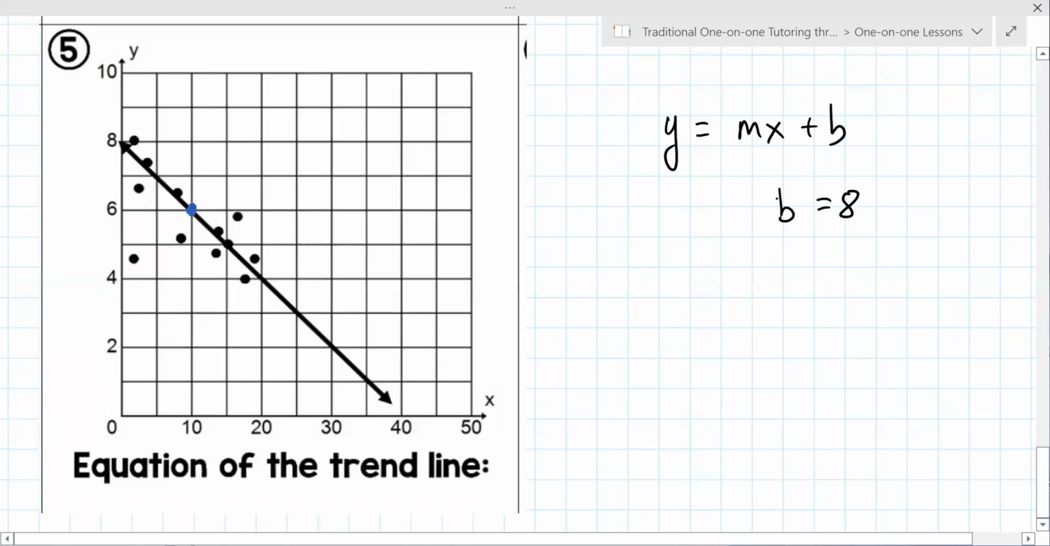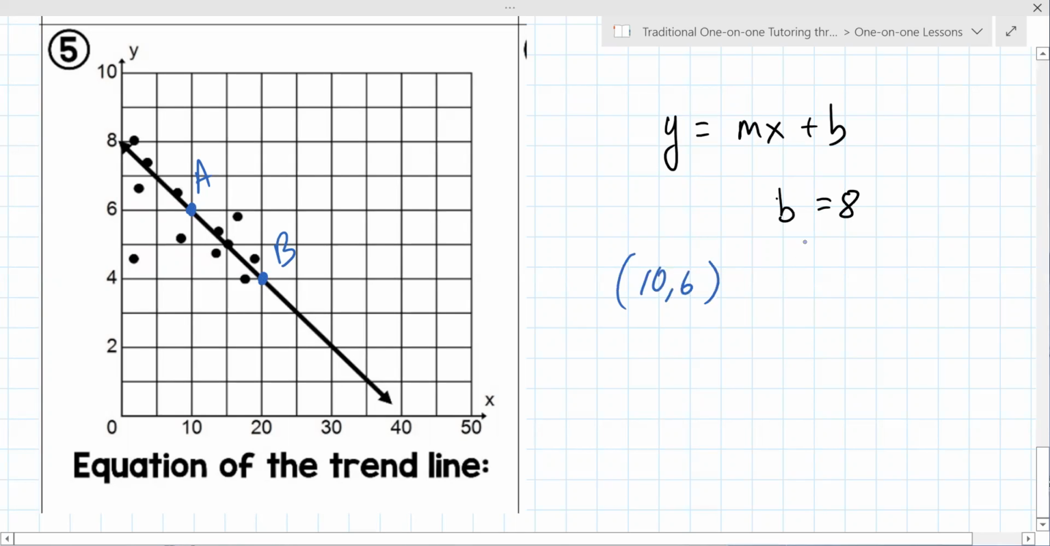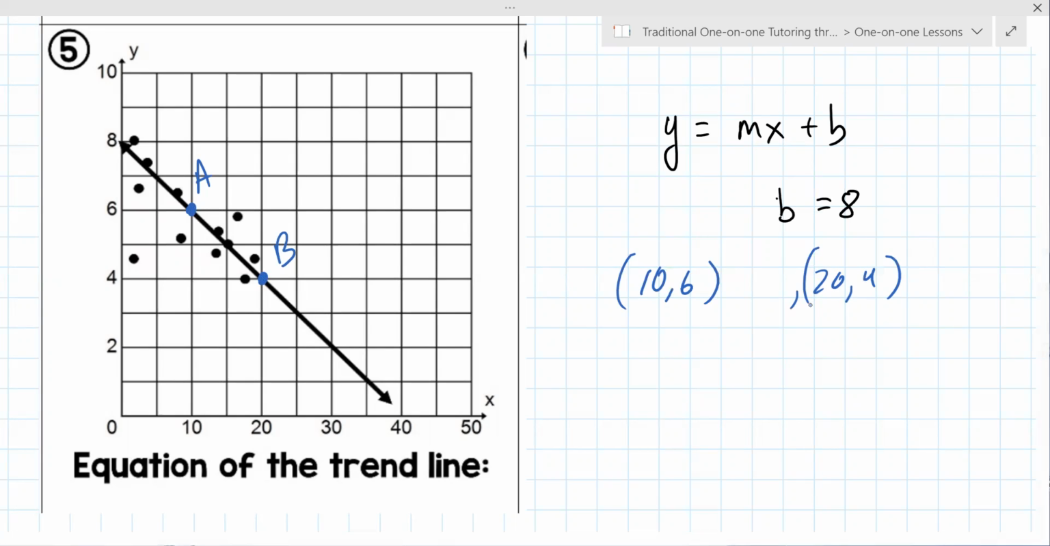Let's see, that one looks pretty good. And I don't know, that one looks pretty good. Okay, so I want you to calculate the slope for me, please. Slope. Yes. So A is 10, 6 and B is 20, 4. Yep. And after this, I'll show you another way to do slope that maybe you already know.